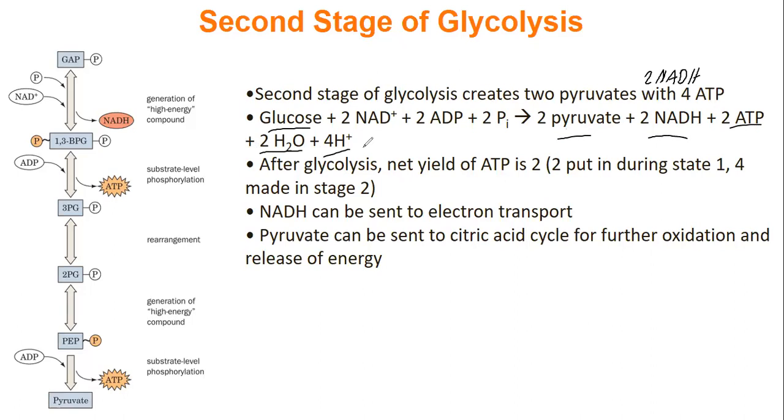NADH, like I said, goes to the electron transport chain. ATP, we can use in any way we want. Pyruvate, we have many different fates of pyruvate that we'll begin to look at today. Oxidative phosphorylation is the most energy rich of that process. But with that, are there any questions anybody might have about glycolysis itself?